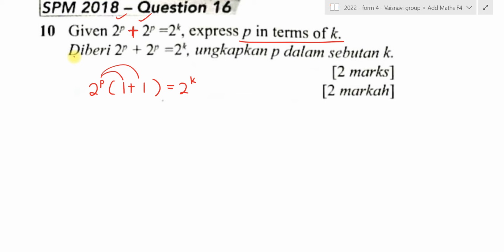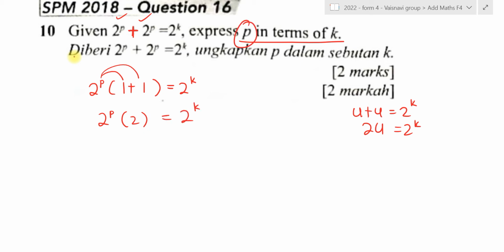Okay. So what will happen? This 2 power p is the same thing. If let's say you let just now as u plus u equal to 2 power k, right? So you will still get 2u equal to 2 power k. It's the same thing. So 2 power p, you bracket in 2, equal to 2 power k.